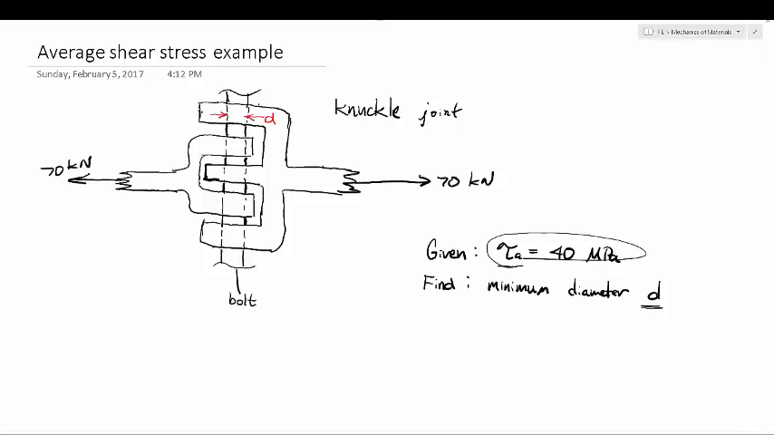In order to start this problem, I have to figure out what the forces are that are going through each of these tines. When I look at the right part of the knuckle joint, the forces that go through each of these three tines are going to be the same, so I really just have to analyze one of the three. Similarly, for the left-hand portion of the knuckle joint, the force that goes through this tine and this tine is going to be the same, so I just have to analyze one of the two.